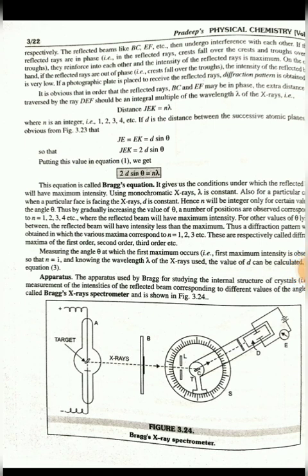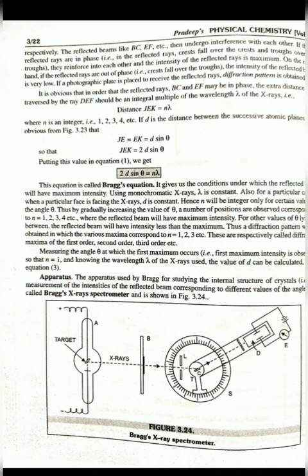The reflected beams like BC, EF, etc. undergo interference with each other. If these reflected rays are in phase, that is, in the reflected rays crests fall over the crests and troughs over the troughs, they reinforce each other and the intensity of the reflected rays is maximum. On the other hand, if the reflected rays are out of phase, that is, crests fall over the troughs, the intensity of the reflected beam is very low. If a photographic plate is placed to receive the reflected rays, a diffraction pattern is obtained.